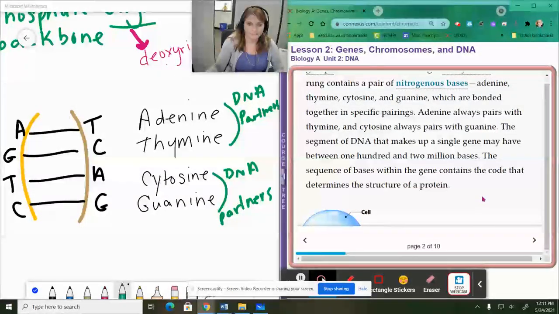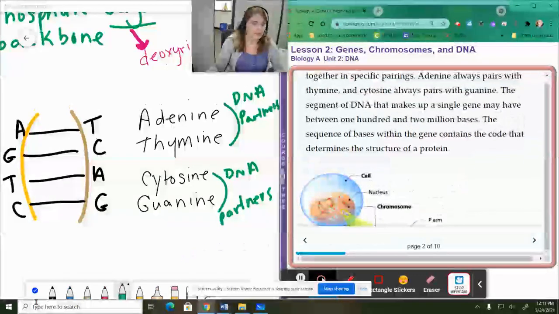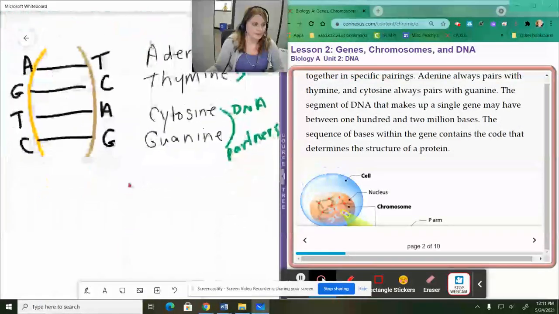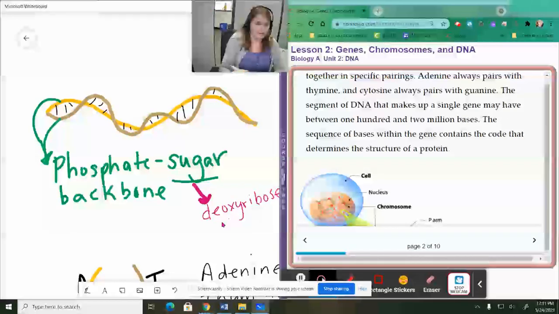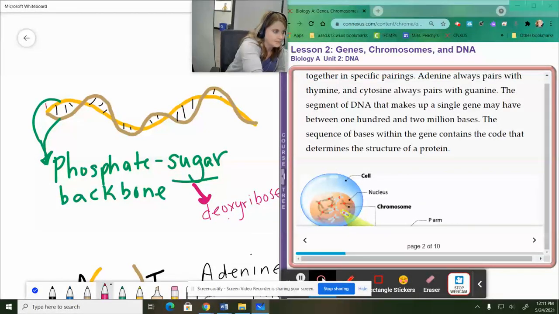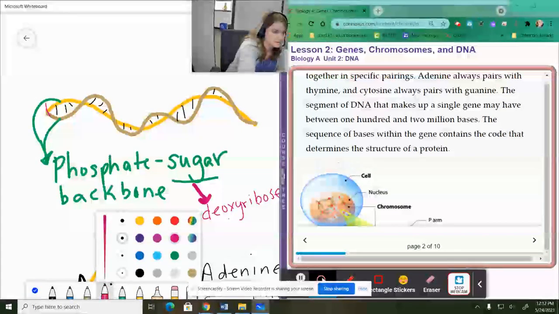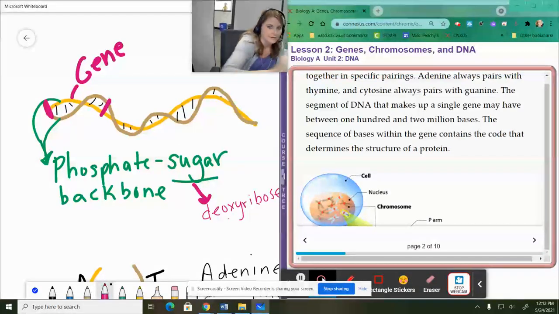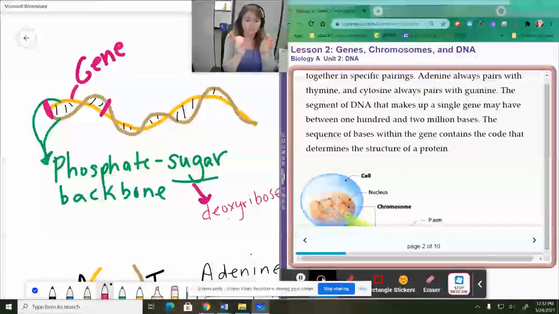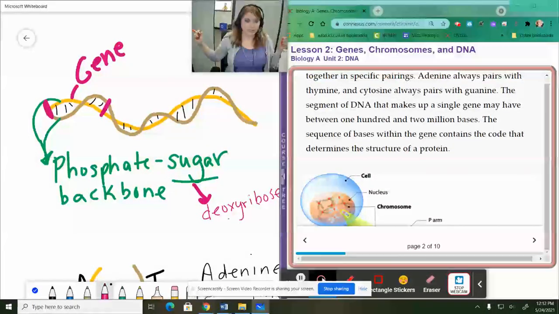The segment of DNA that makes up a single gene may have between 100 and 2 million bases. So when we look at our DNA then, right, let's say we look at this picture of DNA here. Remember, this thing is really, really long, but there might be only a little segment of it. And this is not the best scale picture here. But if you have a hugely long set of DNA, only a chunk of it might be a gene. So genes may have anywhere from 100 to 2 million different pairs to make up a gene, but that's only one chunk of the whole strand of DNA. Each gene codes for a specific trait.